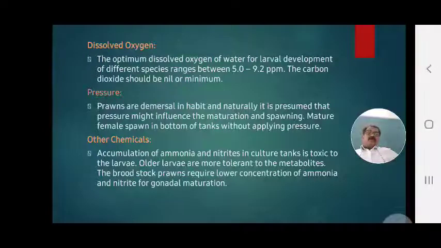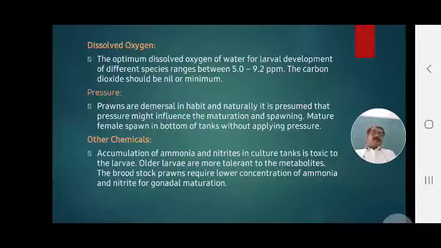Older larvae are more tolerant to the metabolites, those larvae that are older in size and age. The broodstock prawns require a lower concentration of ammonia and nitrites for gonadal maturation. For gonadal maturation in broodstock, a lower concentration of ammonia and nitrite is ideal.